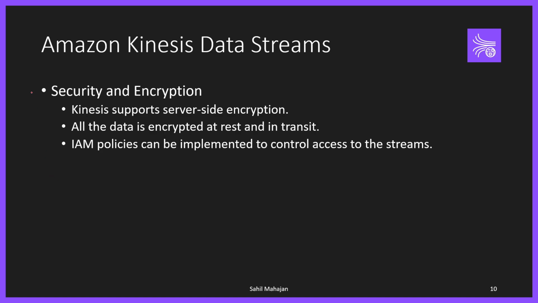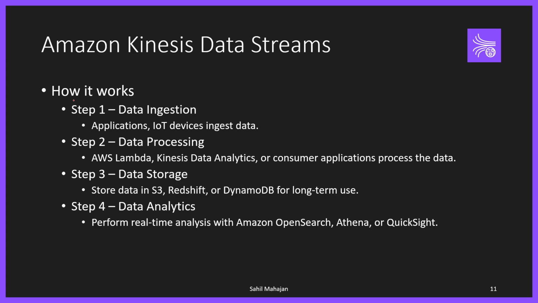Let's dive a bit into security and encryption. Kinesis does support server-side encryption. All the data is encrypted at rest and in transit. So any data that you send to Kinesis or you read from Kinesis that is in transit is encrypted. And of course, as all other services you have in AWS, IAM policies can be implemented to control access to your Kinesis data streams.